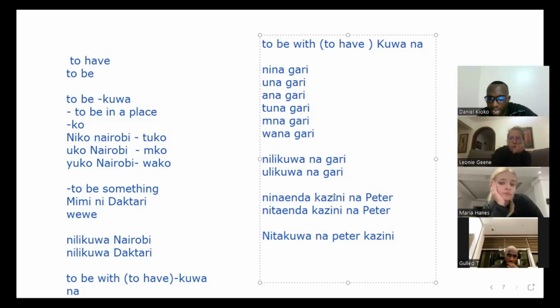And it will be very clear when you are reading it because you'll understand the context. For example, "ninaenda kazini na Peter". This one can never be "and", right? I guess if you put a comma after "kazini" and add a question mark after Peter, you could have "ninaenda kazini, na Peter?" Yes, it will be "and" in that case, but the comma will be needed so that it shows it's no longer "with".